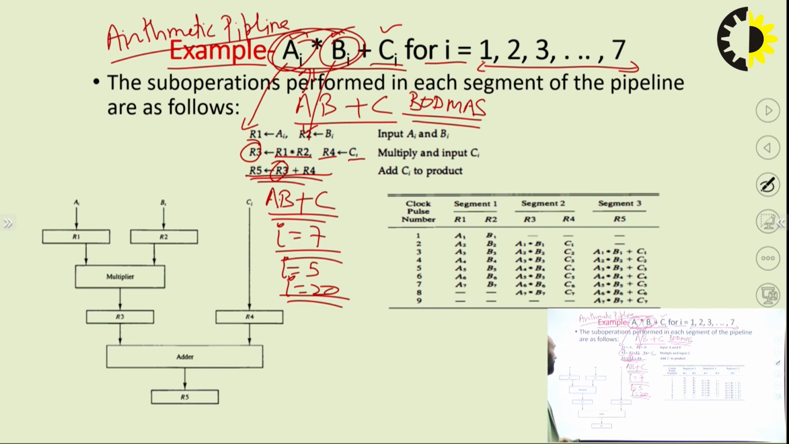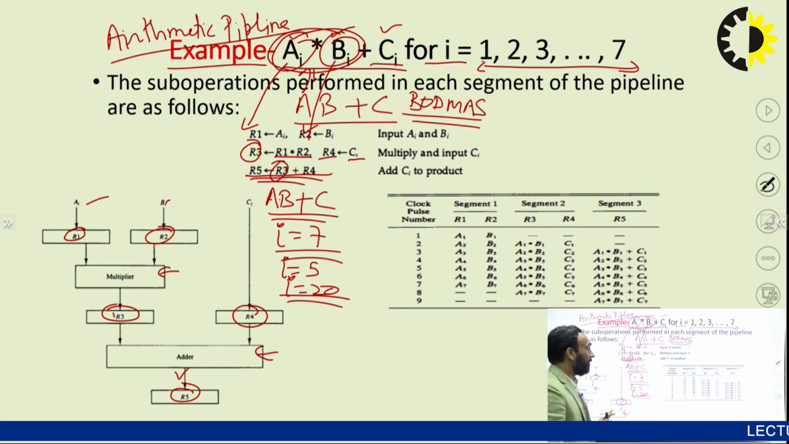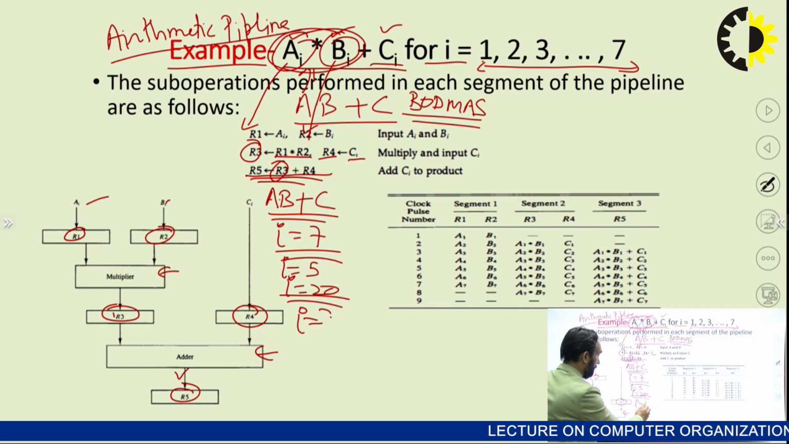As we see in the figure, A I is stored in R1, similarly B I is stored in R2, and they are multiplied here, and the result of the multiplication goes to register R3. The result of R3, along with the parallel addition of R4, is added here, and the final result goes into R5. So it is one step. Now how will the other steps execute for I is equal to 7?